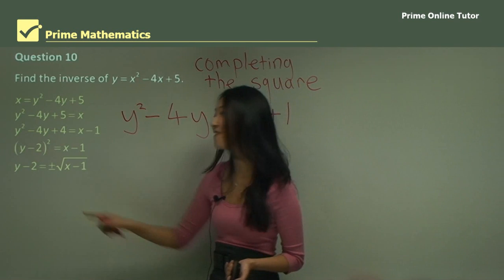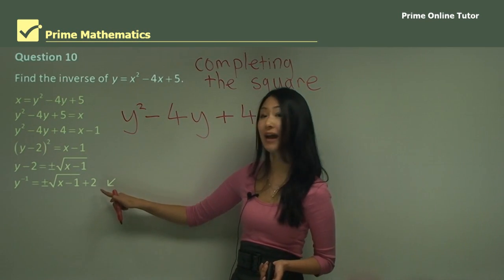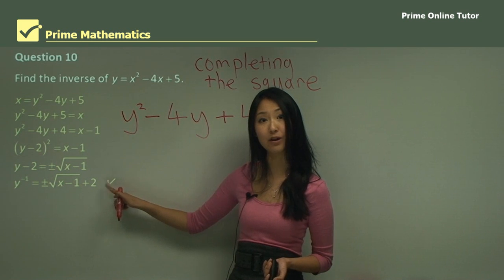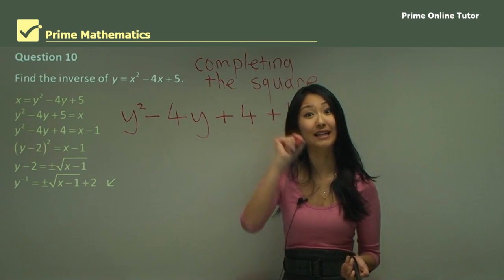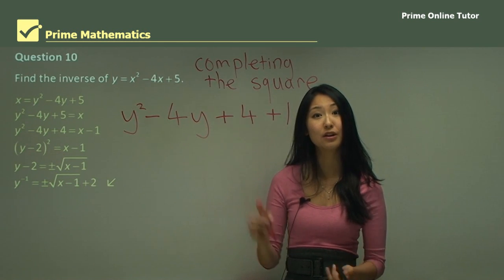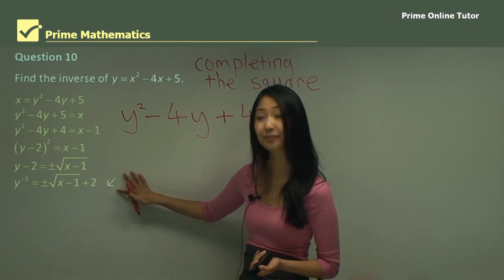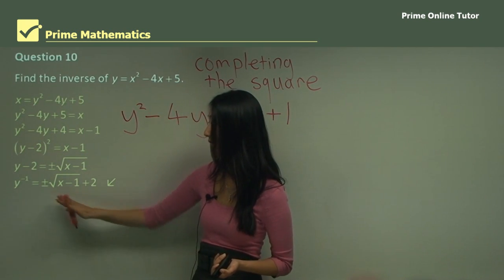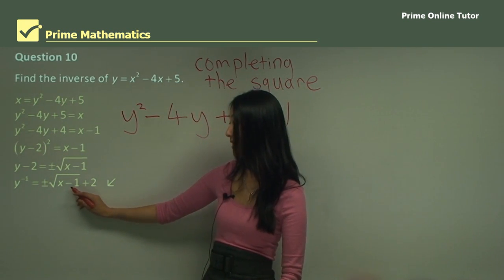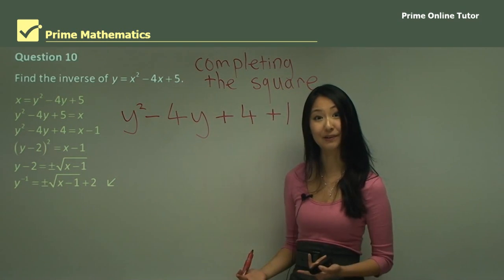And we just need to finally move the 2 to the other side, and see that 2 has to be outside of the square root. And when you're in a rush for exams, it's really common for students to accidentally write it within the square root. So just make sure you show the examiner it's definitely separate from that. Okay, so finally your inverse should equal plus and minus the square root of x minus 1, and make sure to write it very clearly as plus 2 separately.